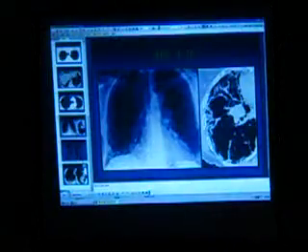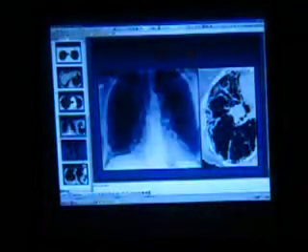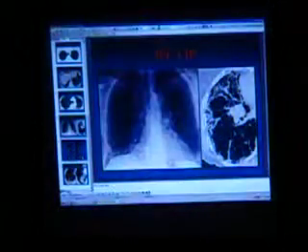Okay. So just remember, it's a kind of milder form of IPF. They respond better to steroids. And they're usually younger than IPF patients. Okay.